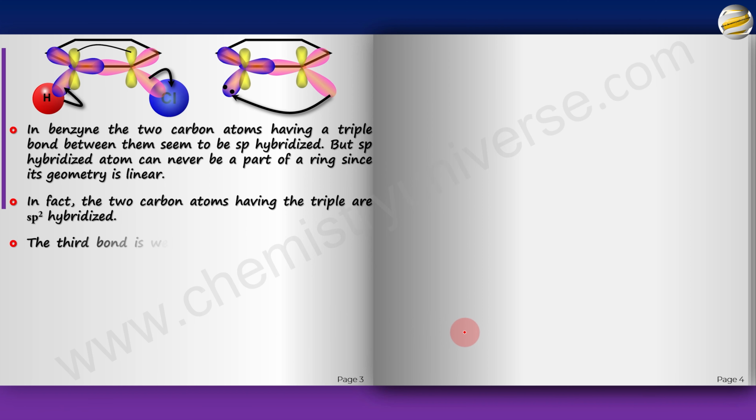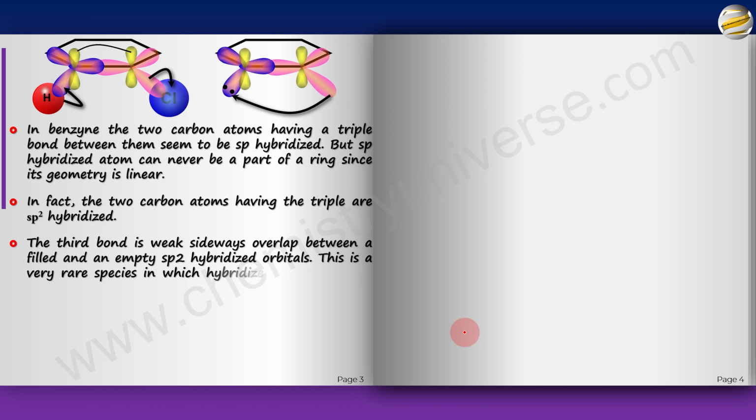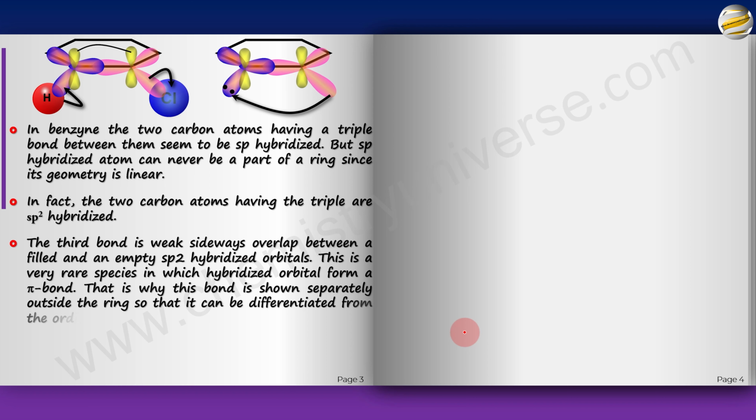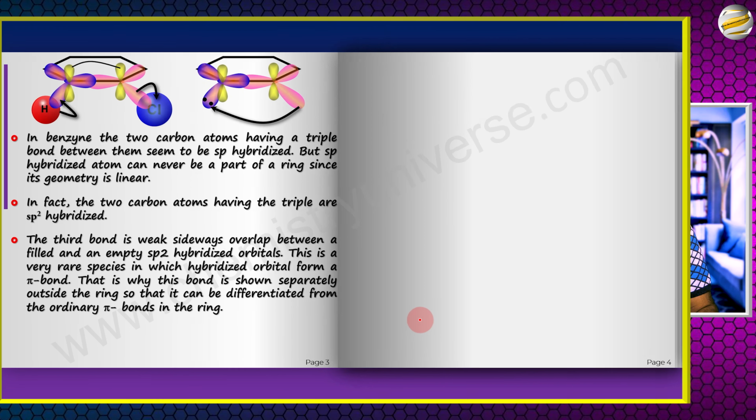Now the third bond is weak, sideways overlap, between a filled and an empty sp2 hybridized orbital. This is a very rare species in which hybridized orbitals form a pi bond. We discussed that. That is why this bond is shown separately outside the ring so that it can be differentiated from the ordinary pi bonds in the ring. So I think you understand why we drew this pi bond outside. Otherwise, generally we draw a sigma bond and two pi bonds, one on top of the other. But here we have a sigma bond in the middle, one normal pi bond inside the ring, and this weird pi bond outside the ring. That is how benzyne is drawn.